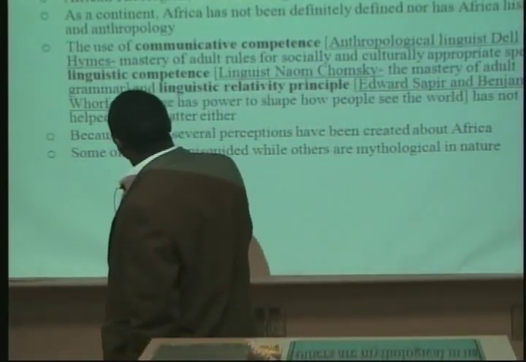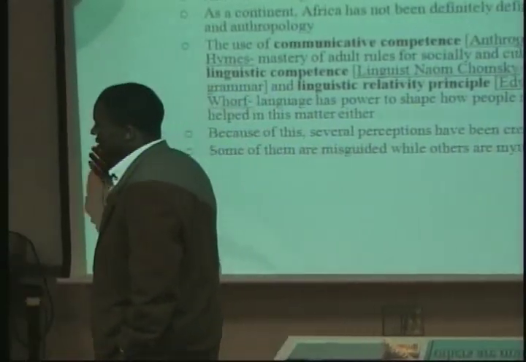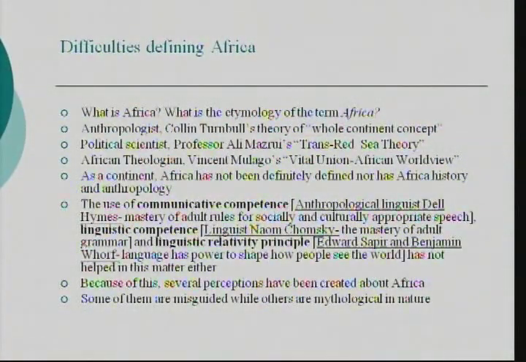But the anthropologist Colin Turnbull came up with a theory. And what did he call his theory? The whole continent concept, whereby he looks at the whole of Africa, from South Africa, North Africa, East Africa, West Africa, and said Africa is one continent. Even as diverse as it is with languages and cultures and different tribes, Africa is one continent.